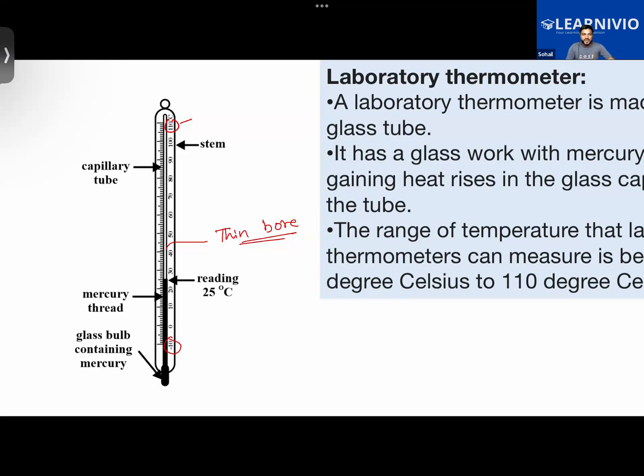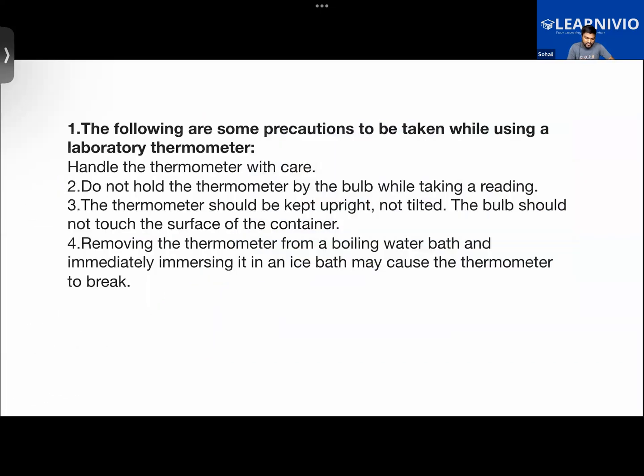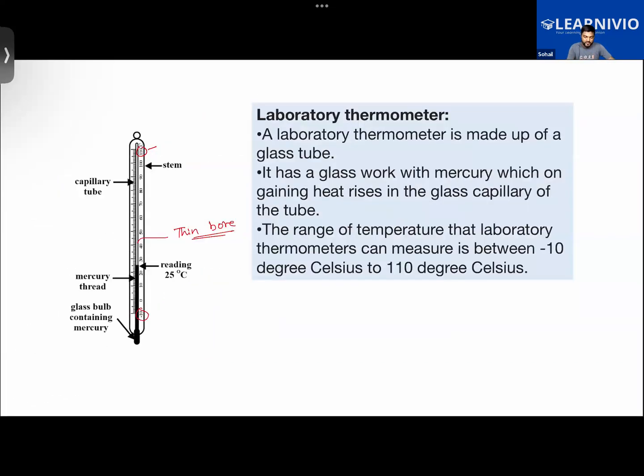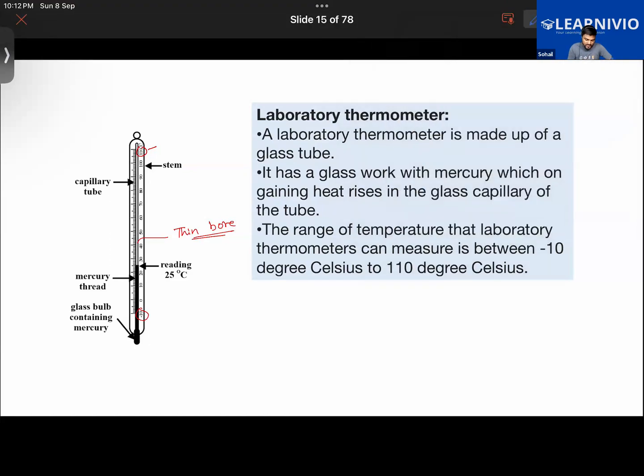Also, another important thing is that if you look at the structure, it doesn't have any kink in it. Since it doesn't have any kink, while you are taking the temperature, it has to be kept dipped into the solution in which you are measuring. The moment you take it out, the mercury will start to fall back to the bulb and your reading will be wrong. So while you are taking the reading, it has to be kept vertically held in that solution.